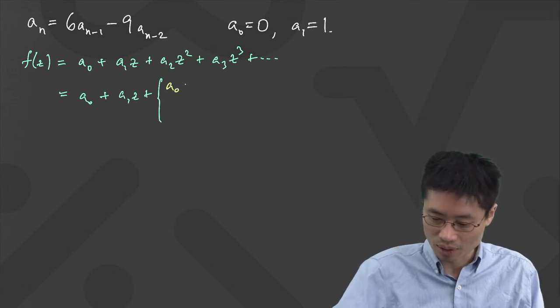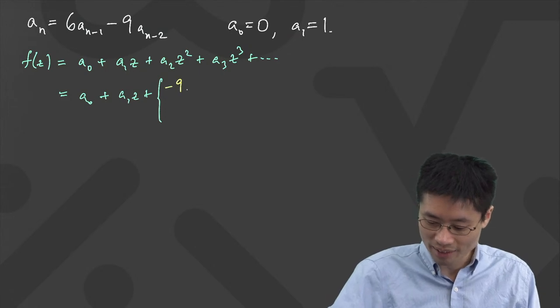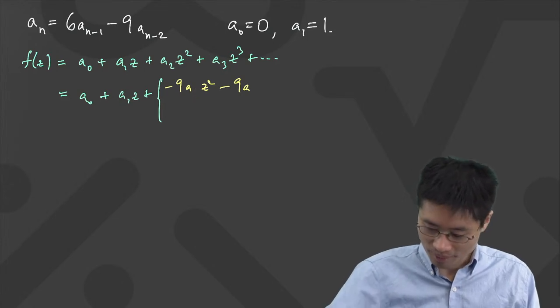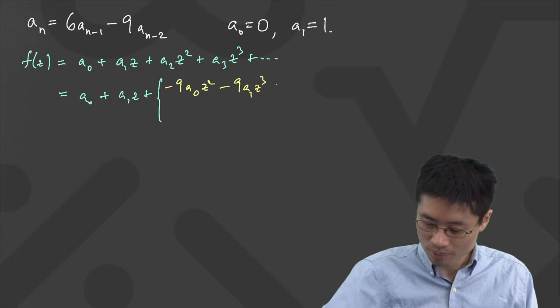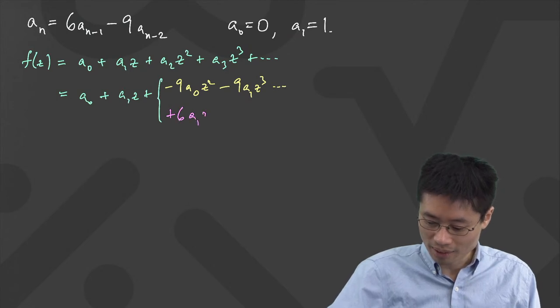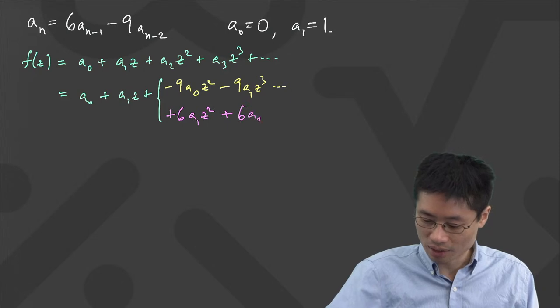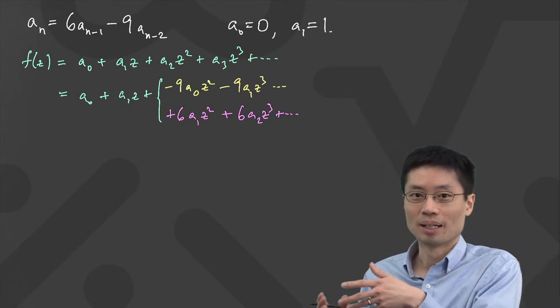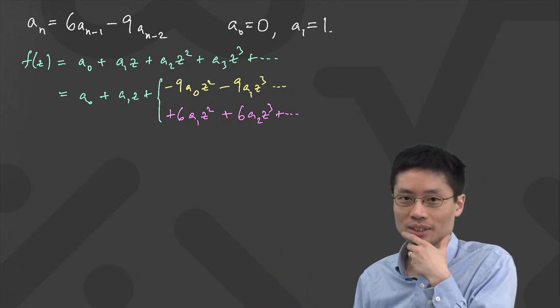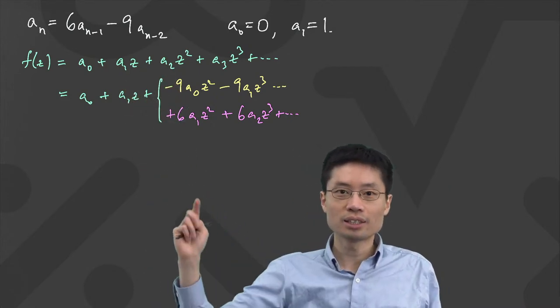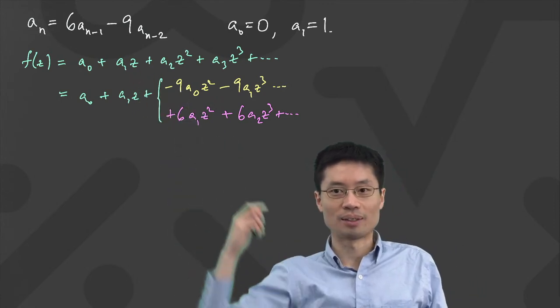I did it wrong again. It's going to be minus 9 a0 z squared, minus 9 a1 z cubed, and so on. And the second row is plus 6 a1 z squared plus 6 a2 z cubed plus dot dot dot. Pausing for a second. Does this make sense? I'm just doing this with no letters, just because it's fine with no letters too. And you can see it works because, for example, if I look at this column, what's a2? Well, a2 is 6a1 minus 9a0. It works. That's exactly what I wanted up there.